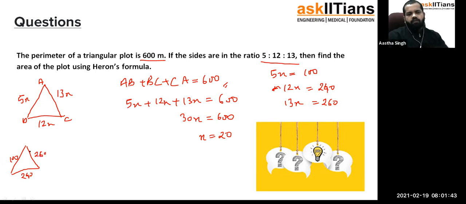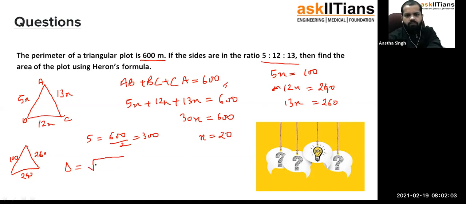So if you need to find out the area of the triangle, just first calculate the value of S. Your S is basically half of the perimeter. It means it is 600 by 2, that is 300, right? And just put it in Heron's formula, which says under root of S into S minus A, S minus B, S minus C, right?